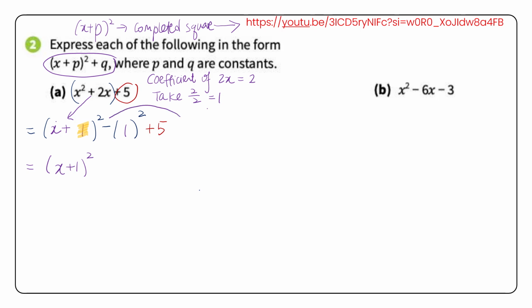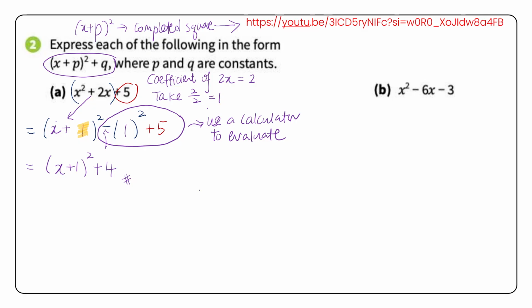And then for the next two numbers, just use a calculator to evaluate. When you use a calculator to evaluate, you have to be careful. You have to insert the negative sign. If you don't, then you won't get the answer. So that would be negative 1 squared plus 5, which gives you positive 4. Okay, this is how you do question A.